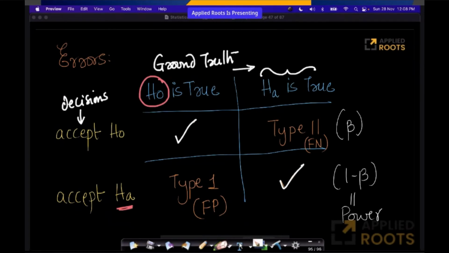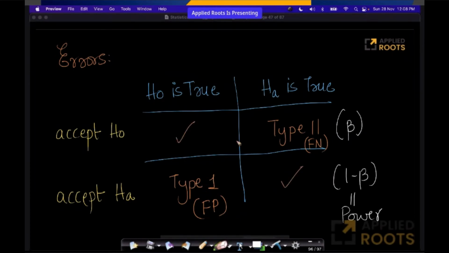There is again, all this is probabilities, right? All this is probabilities. If you think about it, there is a probability that actually H0 is true, but we accepted alternative hypothesis. That's possible. There is a probability associated with it. When we accept a null hypothesis, but the ground truth or the reality is that the H0 is true, that's called a type 1 error. So if you want to talk about any errors, you should talk in terms of type 1 or type 2 errors. Type 1 errors are also called as false positives.